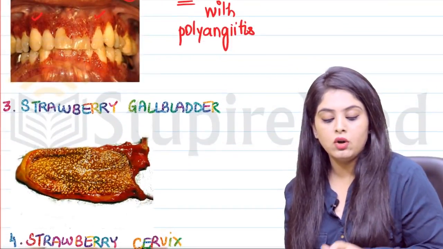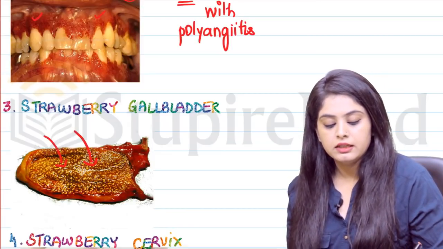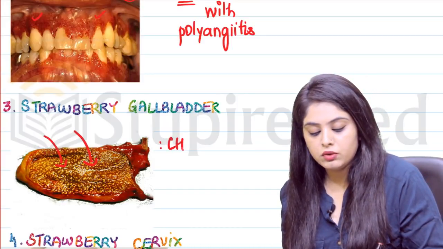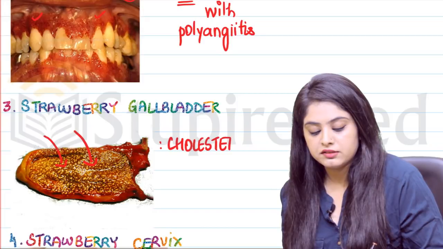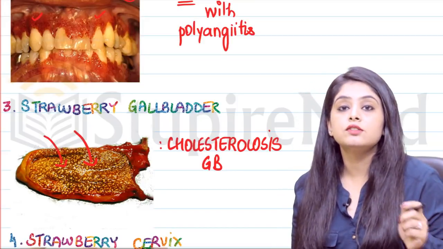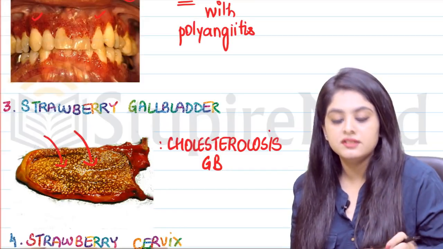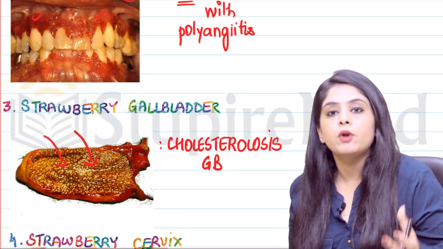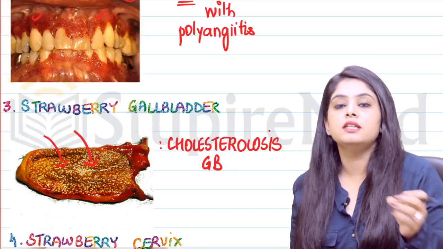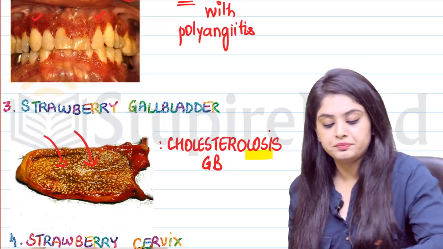Next we have strawberry gallbladder. Again, it's not the shape of the gallbladder. If you see the mucosal aspect, it appears studded with these yellow dots. This is nothing but something known as cholesterolosis. Cholesterolosis of gallbladder gives a strawberry gallbladder appearance. This is nothing but the triglycerides and the cholesterol esters which have deposited in the lamina propria of the gallbladder. So that deposition of this cholesterol will give the appearance of a strawberry gallbladder that is seen in cholesterolosis.